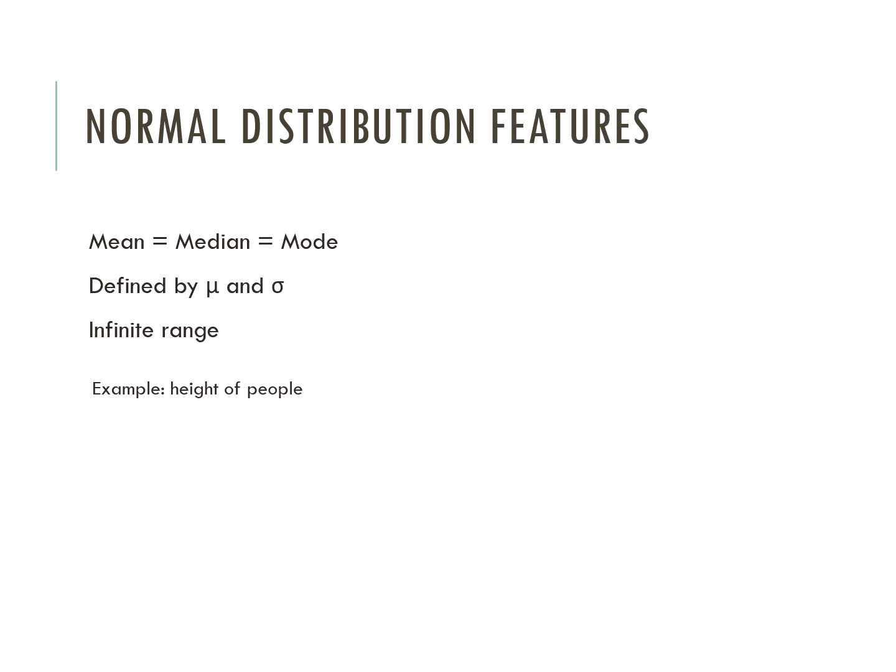Normal distribution features: mean, median, mode. This slide explains the main features of normal distribution. The mean, median, and mode are equal. The mean shows the center of the data. The standard deviation shows how spread out the data is. A larger standard deviation means more variation in values. For example, height of people.